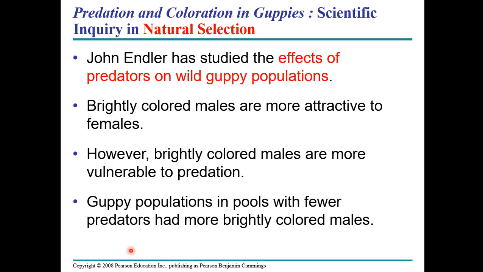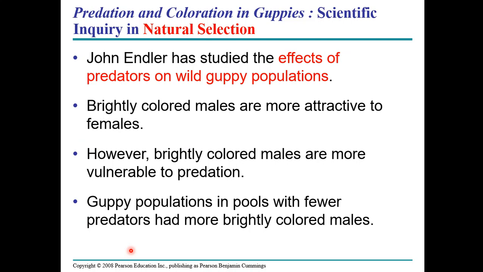Advantageous trait yung color ko, coloration ng body. Okay, so however, brightly colored males are more vulnerable to predation. This one is contradicting. One trait is contradicting to the other. One is survival, the other is reproduction.